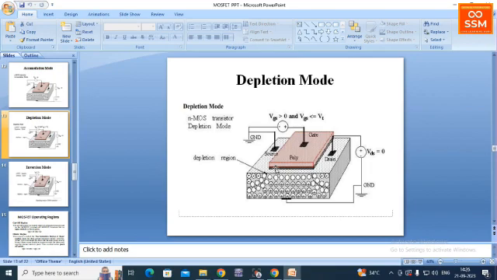Coming to the second mode, this is called depletion mode. The word depletion means depleted, that means there is no charge carrier.